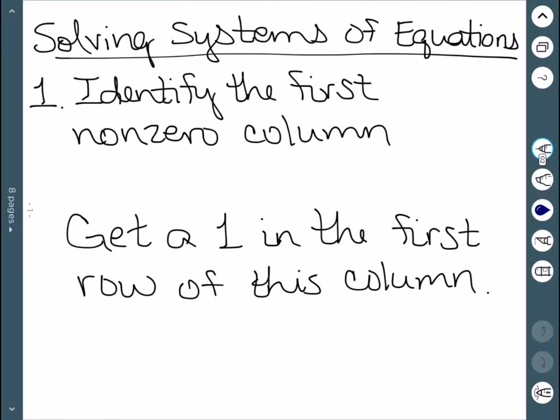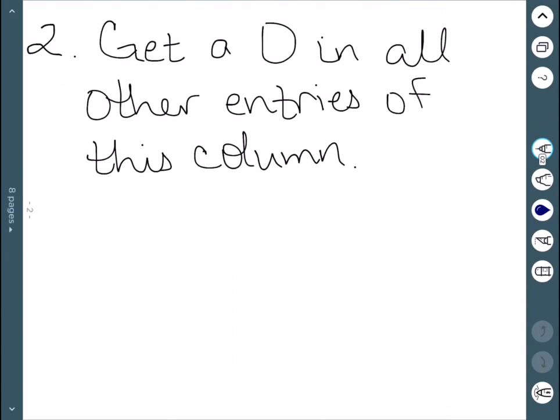We'll now look at a process to actually solve systems of equations. So first we'll walk through the idea. We have to start by identifying the first non-zero column, and then we want to get a 1 in the first row of this column. After that, we want to get a 0 in all of the other entries in the column.